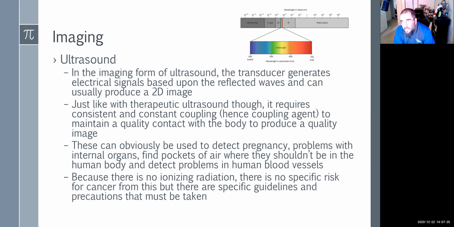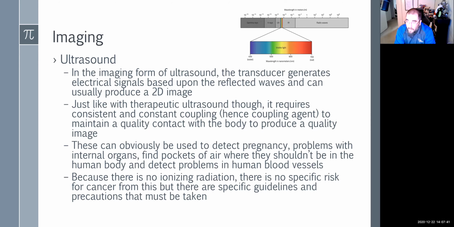Just like therapeutic ultrasound, though, it requires a consistent and constant coupling agent to maintain image quality and contact with the human body, right? If you don't maintain contact, it doesn't produce an image. It's just like ultrasound that we do in therapy. If it doesn't maintain contact, we don't get a result out of it.